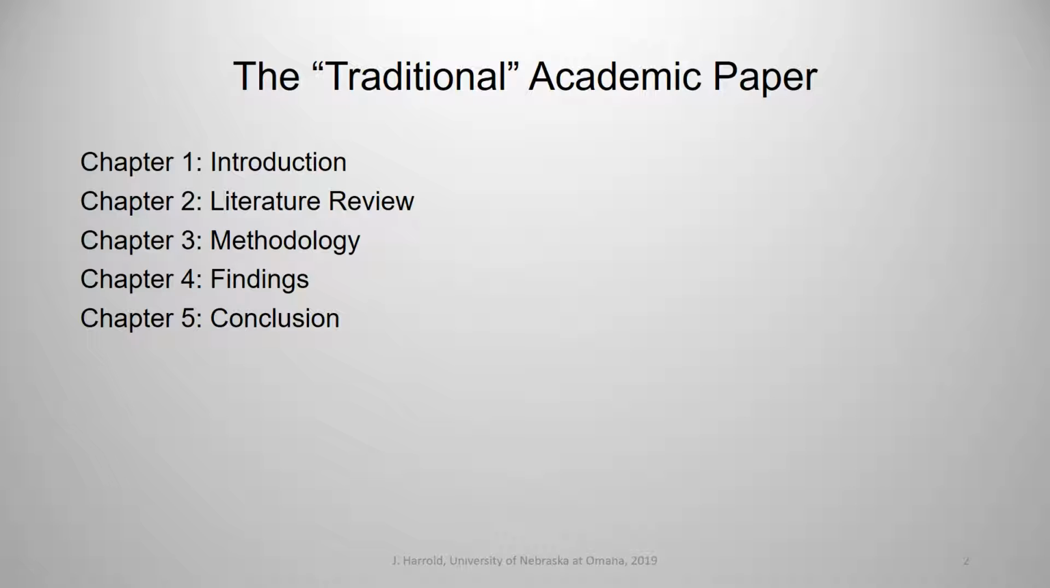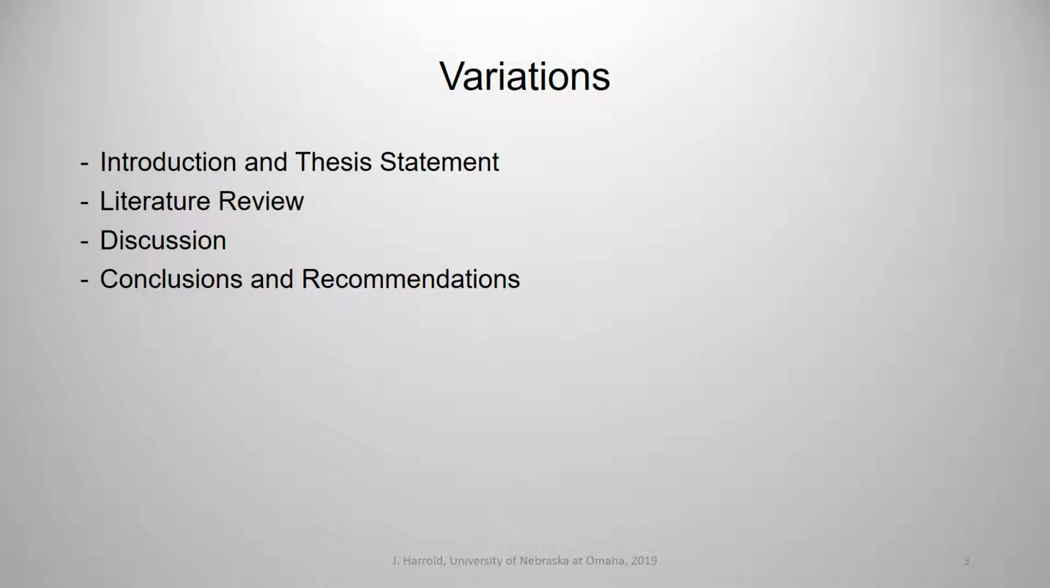So that's really a basic model, and we vary from that often in the kinds of papers that we ask you to write in the MPA program. So let me give you some examples of that. So here's an example that you might see. You might be asked to write a research paper with main categories such as this: the introduction and thesis statement, followed by a literature review, followed by a discussion, followed by conclusions and recommendations.